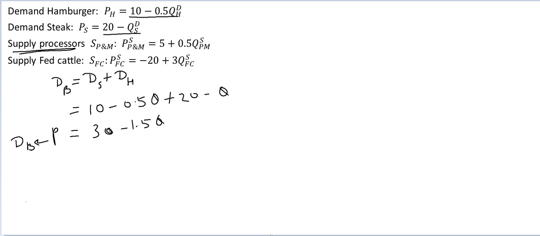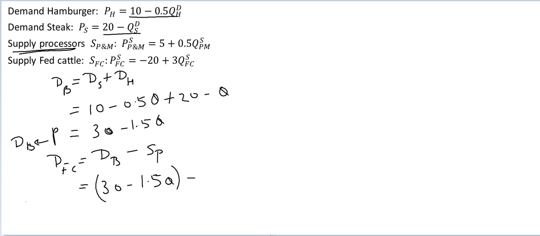So how then do we find the demand for fed cattle? Recall that the demand for fed cattle is simply demand for beef minus the supply of processors. And this then equals 30 minus 1.5Q, minus the supply of processors.